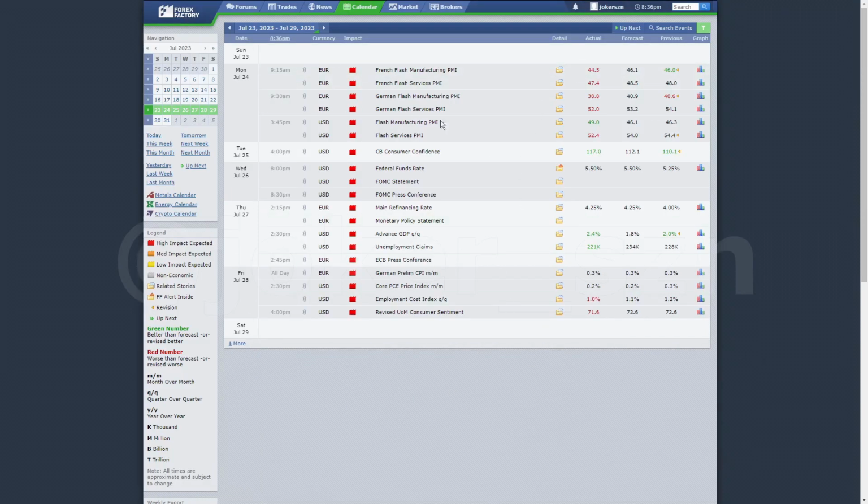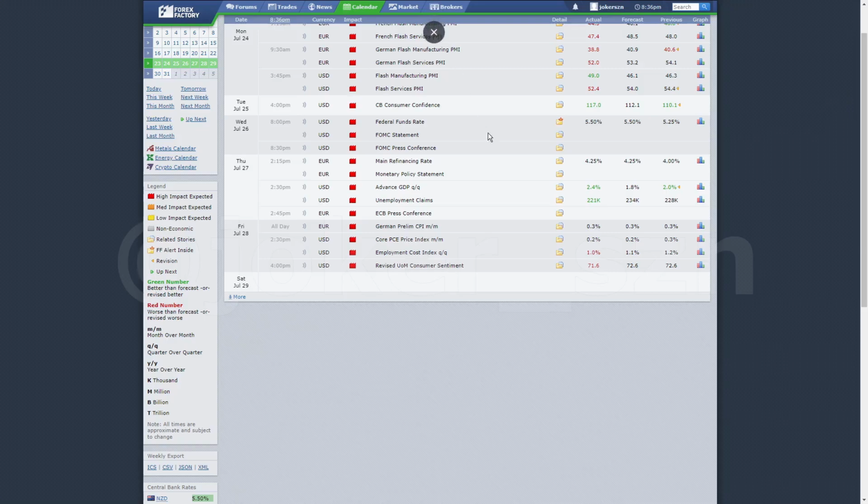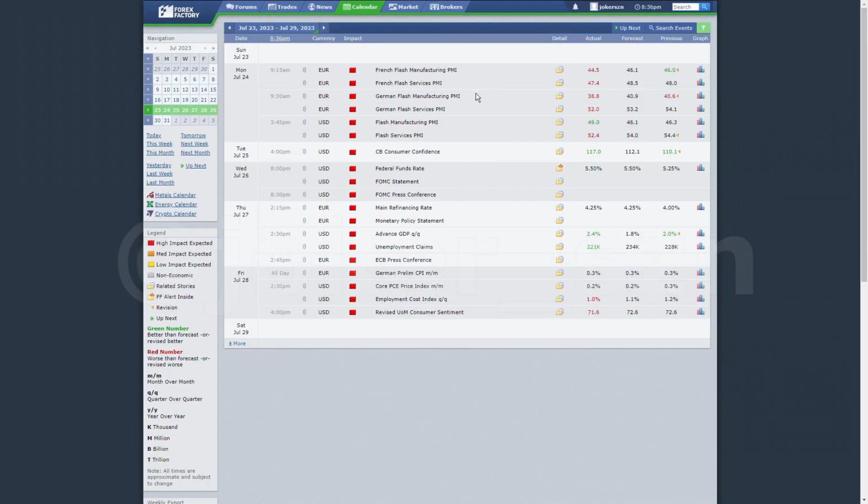So this week, as you can see, we have quite a stacked economic calendar. Lots of red folder news on both Euro and USD. So if we take a look, on Monday we got the French and German PMI, as well as the US PMI in New York session. Then on Tuesday, at the end of the New York session, we got again a red folder on USD, and then on Wednesday we have FOMC.